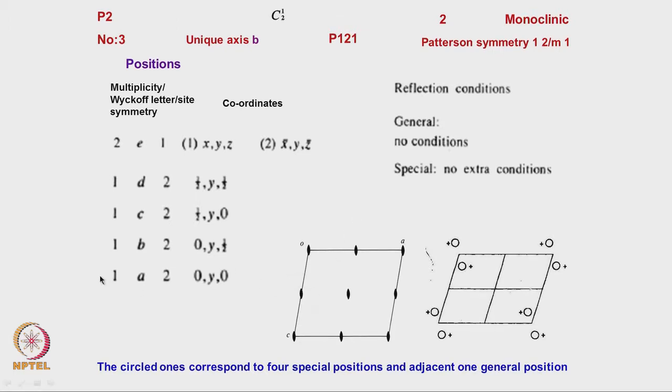The possibilities are that either an atom or a molecule could be kept at this position, or at this position, or at this position, or at this position. Then by translational symmetry they will be generated at other points. But what is essentially important is that the same atom cannot be kept at this position as well as this position and as well as this position. That is not possible. That I will come to later to explain. So these are all the possible positions, either here or here or here or here. It is or, not and.